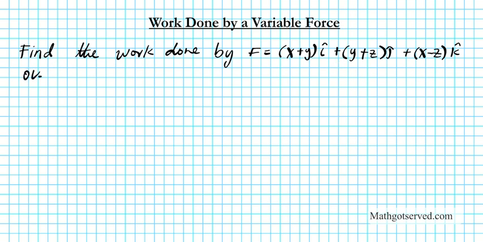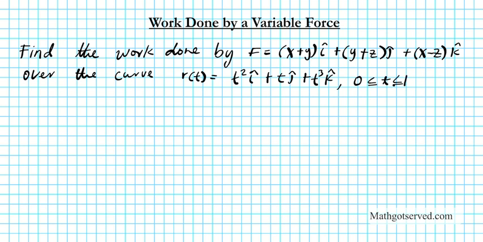over the curve. This is a space curve. R of t equals t squared i hat in the i direction plus t in the j direction plus t to the third k hat in the k direction. Assuming that the time starts from 0 all the way to 1.